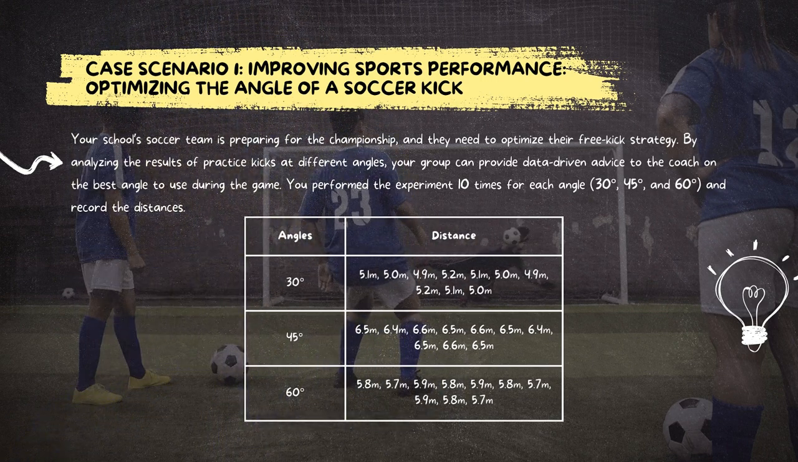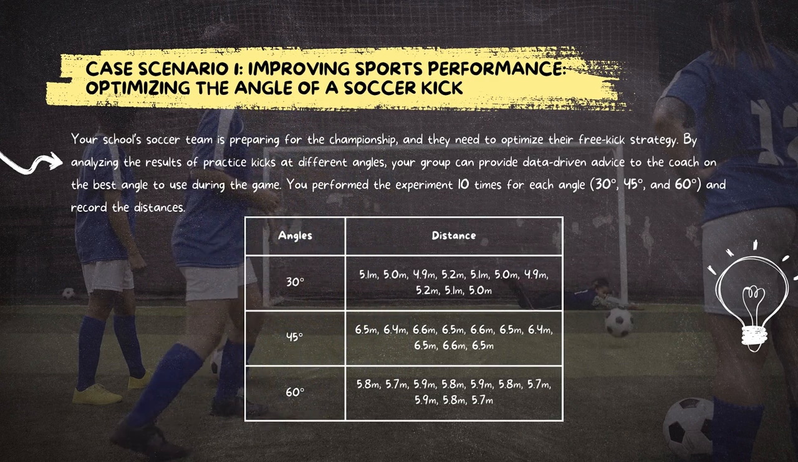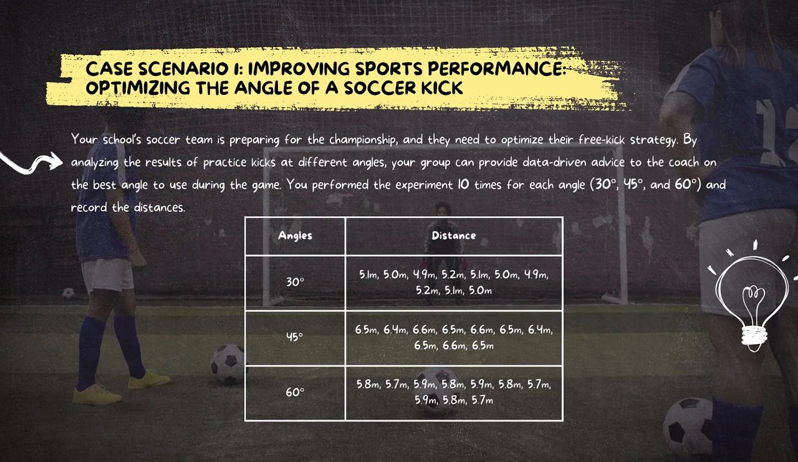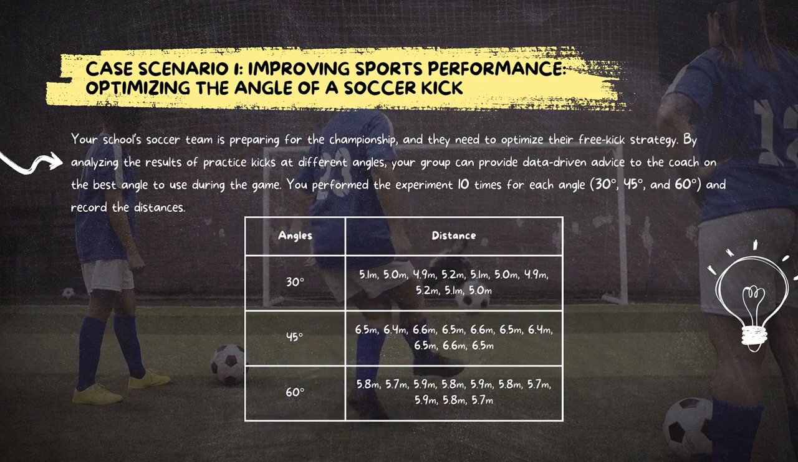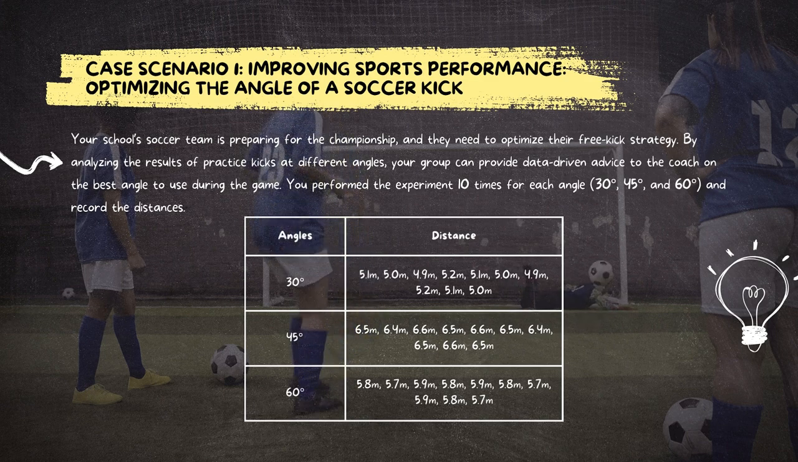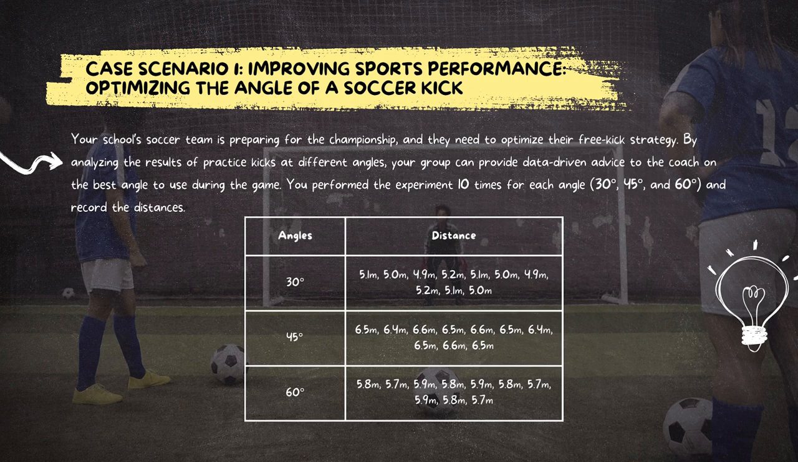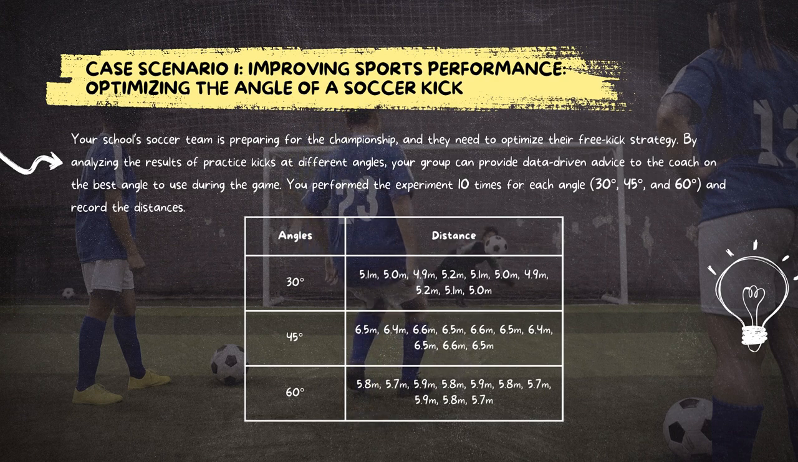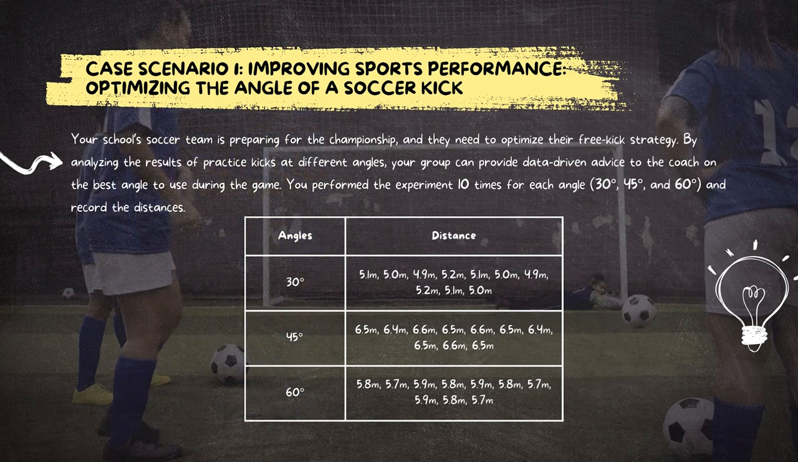6.5 meters, 6.4 meters, 6.6 meters, 6.5 meters, 6.6 meters, 6.5 meters, 6.4 meters, 6.5 meters, 6.6 meters, and 6.5 meters. And lastly, we have 60 degrees: 5.8 meters, 5.7 meters, 5.9 meters, 5.8 meters, 5.9 meters, 5.8 meters, 5.7 meters, 5.9 meters, 5.8 meters, and 5.7 meters.